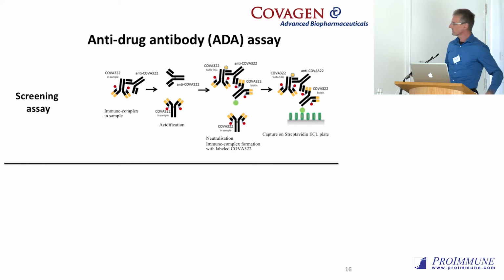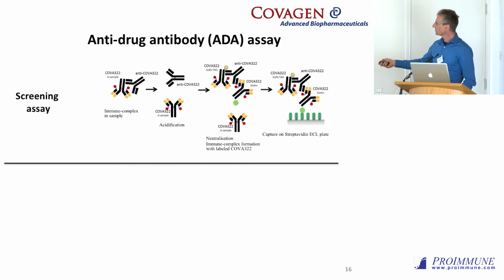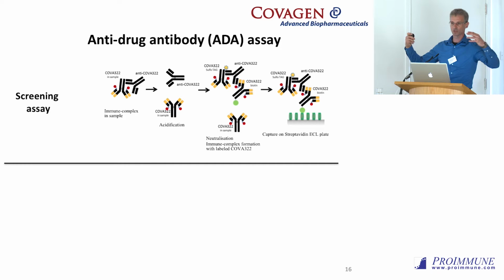And this looks a bit complex, but for those who deal with immunogenicity assays, this is just a classical bridging format. So we start with a complex of your anti-drug antibodies and CoVA322, or just anti-drug antibodies. Then we have an acid dissociation step in case we still have a complex here, so that we get this apart. And then we work with CoVA322 with a biotin label and CoVA322 with a sulfo tag. That is forming a bridge with your anti-drug antibody. So that's why it's called a bridging format. And then you get your signal.